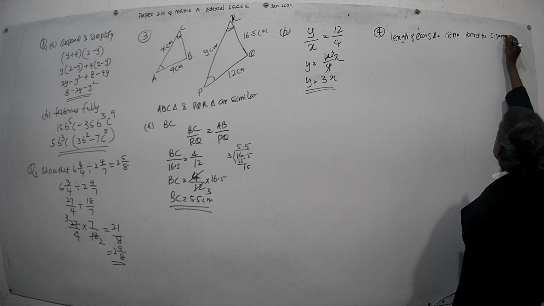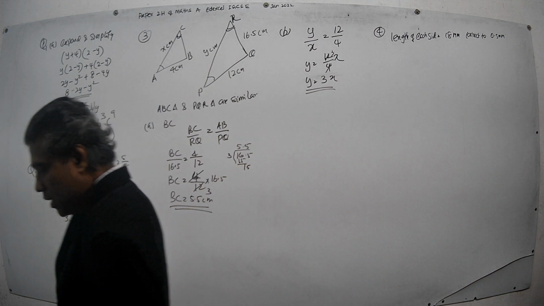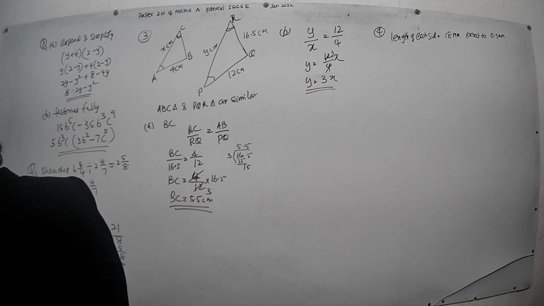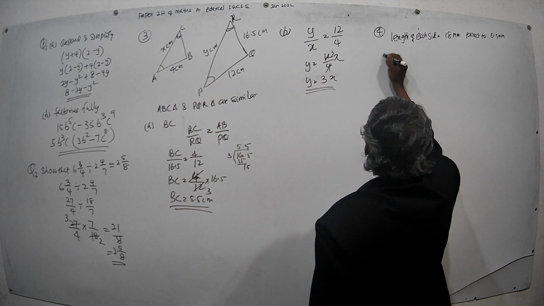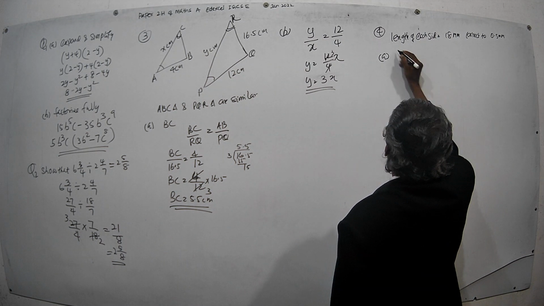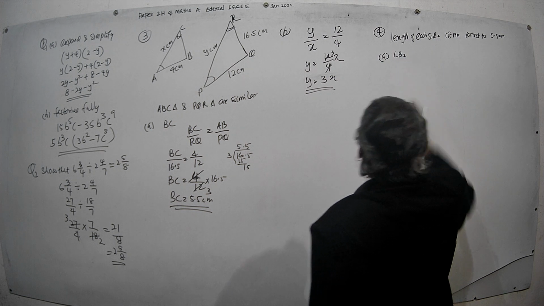0.5 millimeters. Okay. Now they ask: write down the lower bound of the length of each side of the octagon. Then they ask for the lower bound and upper bound. Part A, the lower bound of each side. Then lower bound equals what?